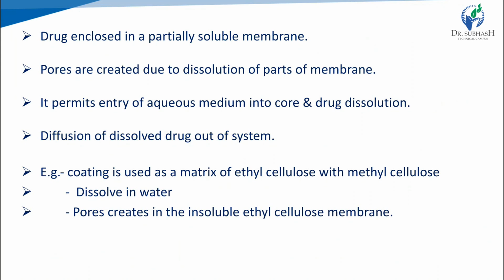The coating is used as a matrix of ethyl cellulose with methyl cellulose. Ethyl cellulose is a water insoluble hydrophobic polymer, and methyl cellulose or HPMC is used for the water soluble or hydrophilic part. The methyl cellulose or HPMC dissolves in the water and creates the pores. Ethyl cellulose is insoluble, so it stays like that. Liquid penetrates into the pores, dissolves the drug, and the dissolved drug diffuses out from that membrane.